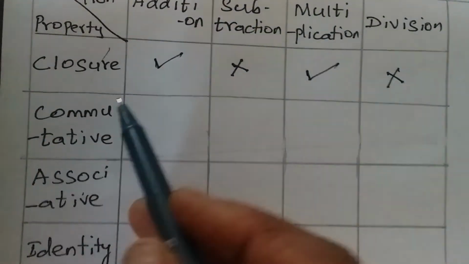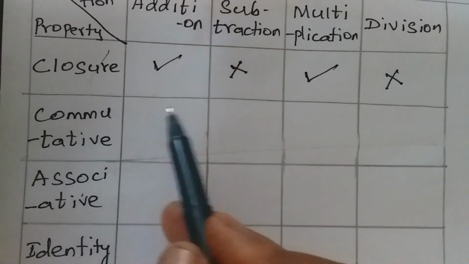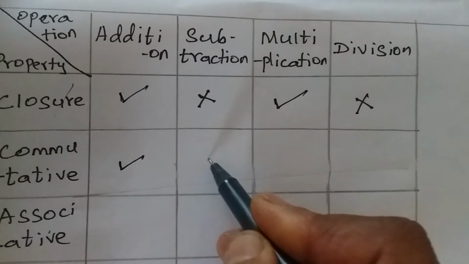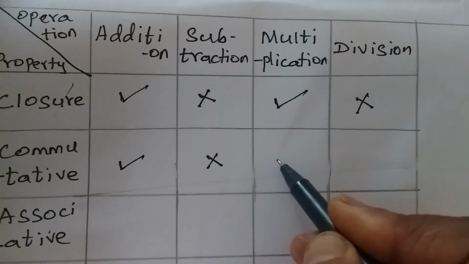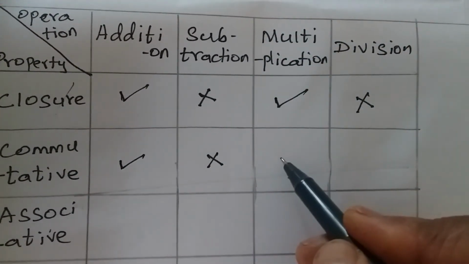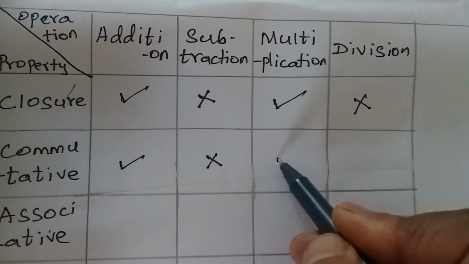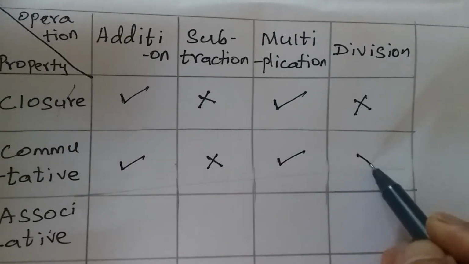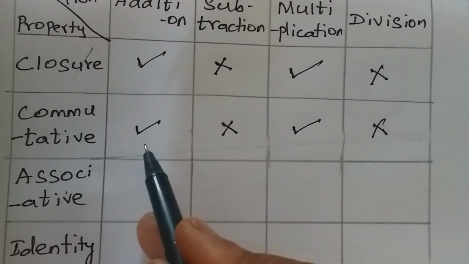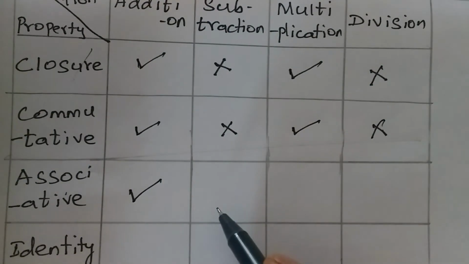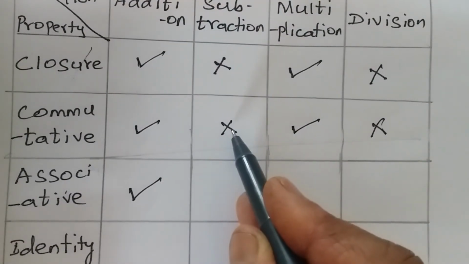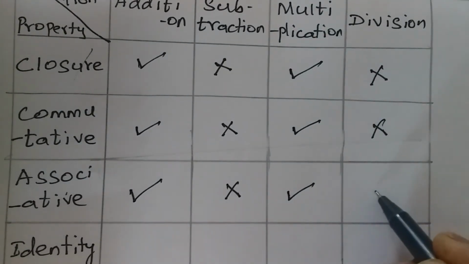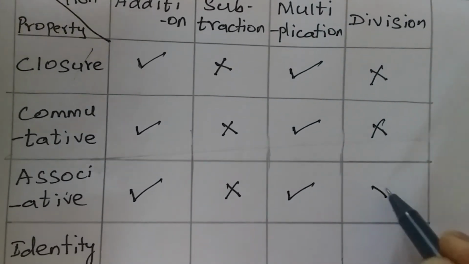What is commutative? You change the order. 3 plus 5 is equal to 5 plus 3. So is it true for addition? Yes. What about subtraction? No, we cannot change the order. Multiplication, can we change the order? 3 into 4 is equal to 4 into 3? Yes. Division, 3 divided by 4 equal to 4 divided by 3? Not possible. Associative: once it is true for commutative, it is true for associative. Subtraction, for two numbers itself it is false, so for 3 numbers also false. Multiplication, yes, true. Associative for division, false.